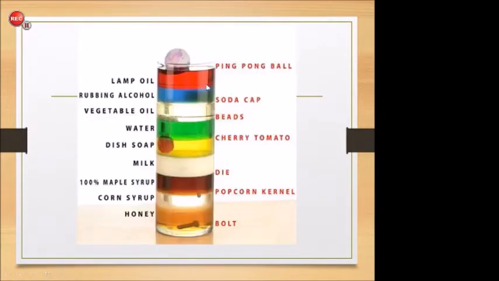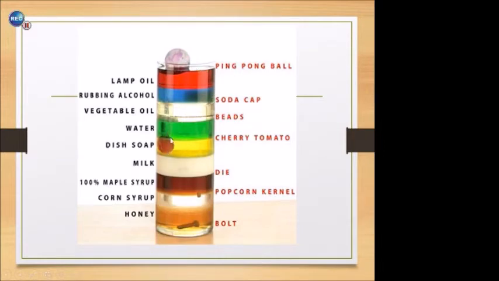Here you can see that substances with different densities can be separated and also will float or sink. So honey is very dense, and so it's at the very, very bottom. And lamp oil or rubbing alcohol are not very dense, and so they are at the very top of the little column here.